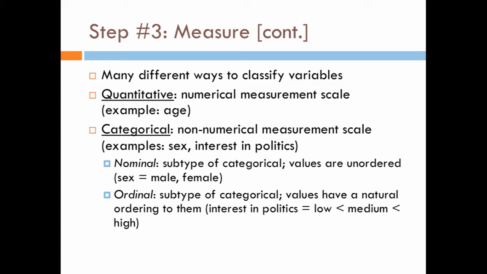Conversely, ordinal categorical variables are those in which values have a natural ordering and actually mean something, like ranking interest in politics from low to medium to high, where if we categorized them as low as 0, medium as 1, 2 is high, that order means something. Those numbers carry value even if they are not the same sort of quantitative numerical measurement like age.